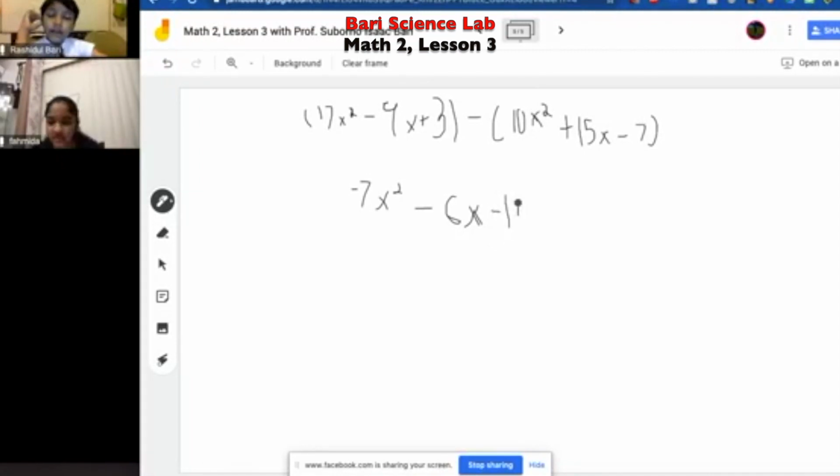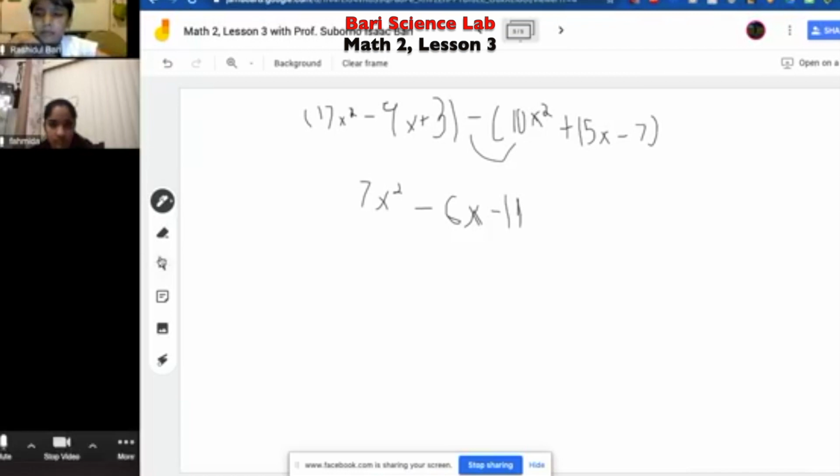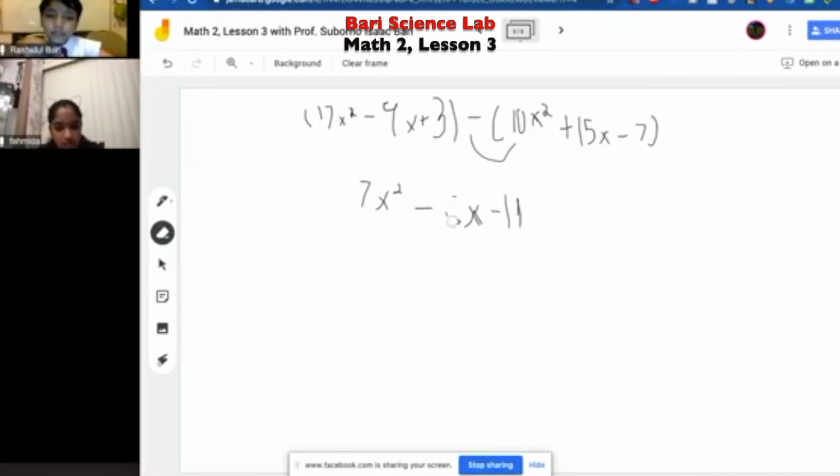Let's look at some mistakes. First of all, if you distribute this to this, you will get 17 minus 10. So you actually have to eliminate the negative. Second of all, you are not just plainly adding the 15 to the negative 9. Instead, you have to distribute the negative. So minus 9 minus the 15 should be minus 24x.